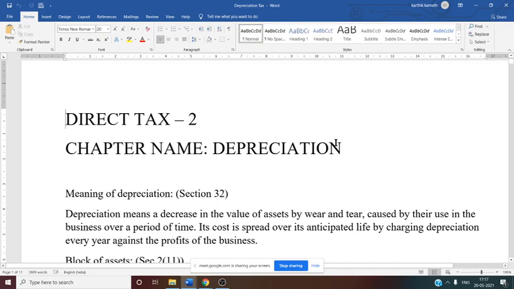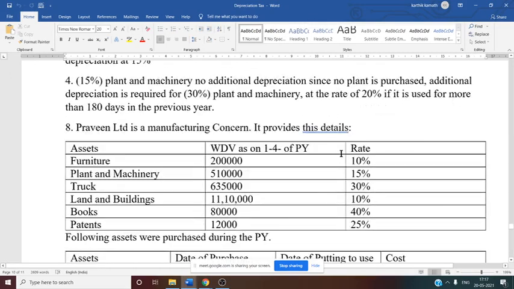Now let us discuss the depreciation 16 mark problem. Problem number 8. Praveen Limited is a manufacturing concern.